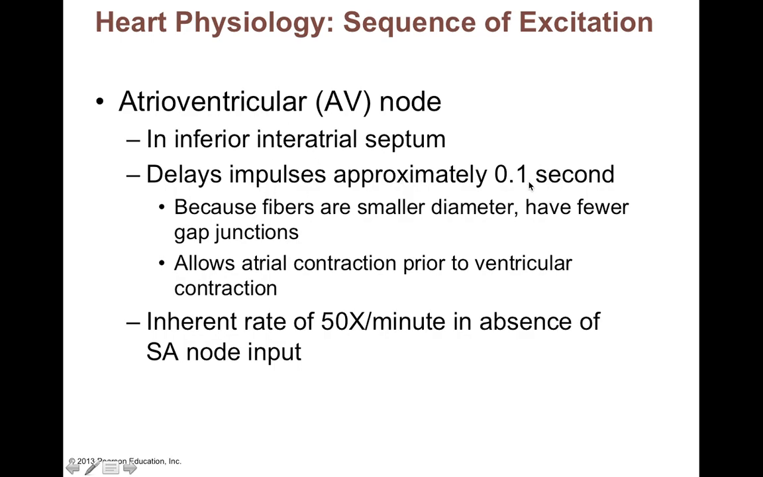So the AV node is just inferior to the interatrial septum. It delays action potentials by 0.1 seconds or 100 milliseconds. So why might you want to delay here, guys? If action potentials start in the atria and spread across the atria, why would you want to hold those action potentials briefly before they move on to the ventricles? Say it again. Yeah, it allows time for the atria to contract fully before the ventricles begin to contract.